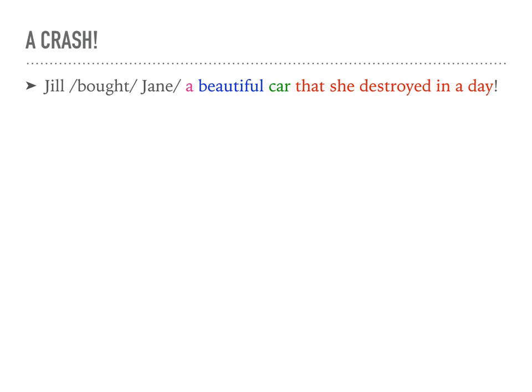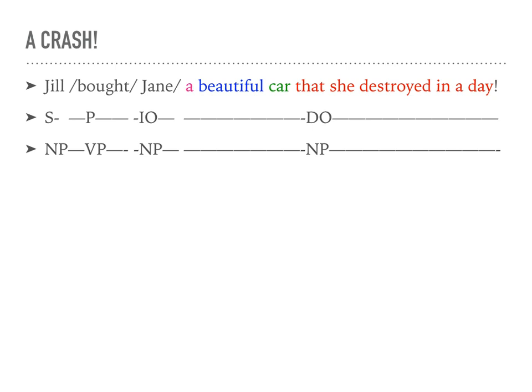So let's have a crack. We now have the sentence, Jill bought Jane a beautiful car that she destroyed in a day. I want you to pause right now and do exactly the same. I want you to slash, analyze, and parse. Okay, so just like in the previous sentences, nothing has changed here. We still have a noun phrase at the end, a beautiful car that she destroyed in a day. But what's changed now is that the post-modifier has been changed into a finite clause. And this is common in all of these sentences.